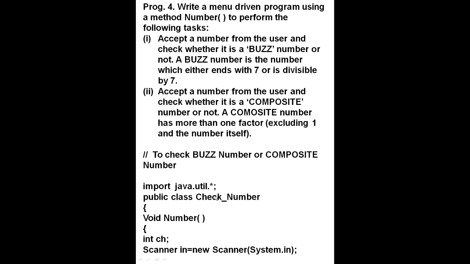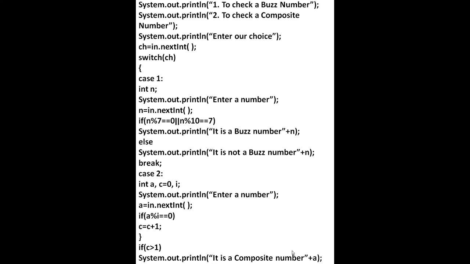Import java.util, public class CheckNumber, then curly bracket, void number, int ch, Scanner in is equal to new Scanner(System.in). System.out.println. As you know, when you are writing a switch case program, you will use this type of System.out.println: one to check a buzz number and second to check a composite number. These are the choices. Now System.out.println enter your choice, and choice will be ch is equal to in.nextInt. This is the menu which we have made.